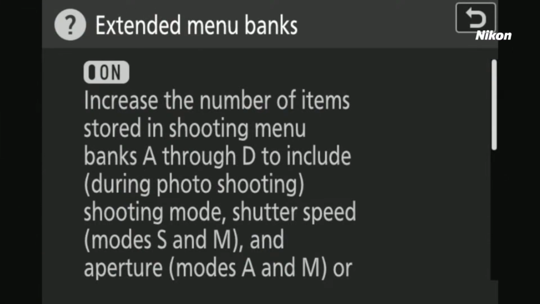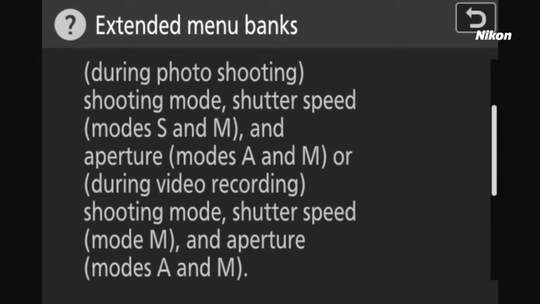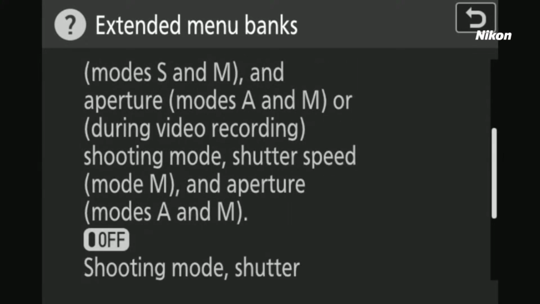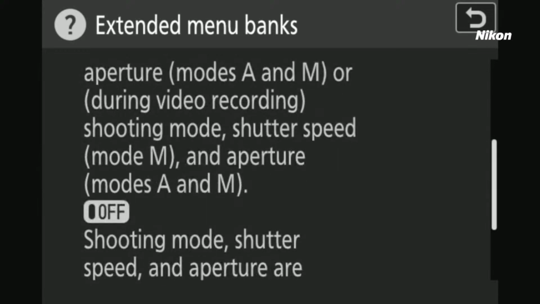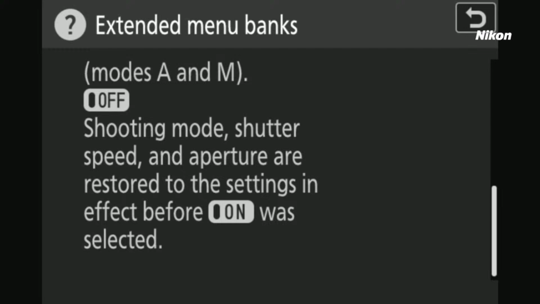It's telling you that it will increase the number of items stored in the menu banks A through D to include the shooting mode, shutter speed, and aperture. Or if you're in video, shooting, shutter speed, and aperture in M mode. Or if it's off, then shooting mode, shutter speed, and aperture are restored to what they were before. So basically, this means that if you have extended menu banks turned on, this will give you the ability to remember and store your shutter speed, aperture, and your mode. So whether you're in aperture priority mode, full manual, shutter priority, or P mode. I did that in a weird order, but that's okay. I hope that answers your question there, Dowdy.